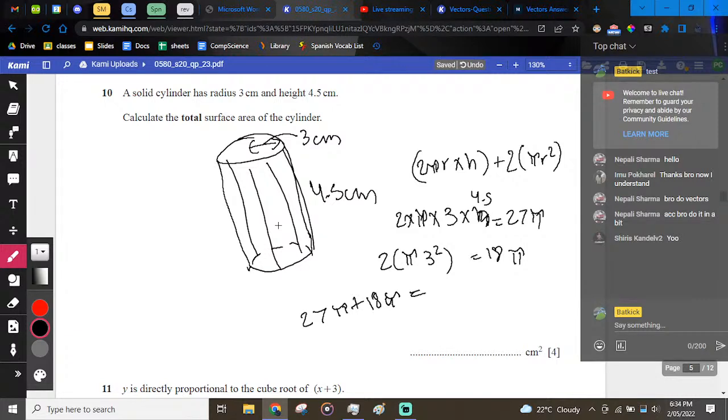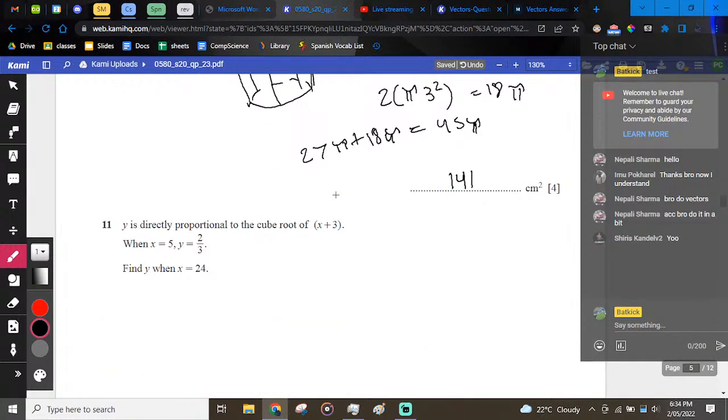Total of these, 27 pi plus 18 pi, 45 pi. And they want it in cm squared, not in terms of pi. 45 pi is equal to 141. Actually, you can leave it at 141, 3 SF. Perfect.